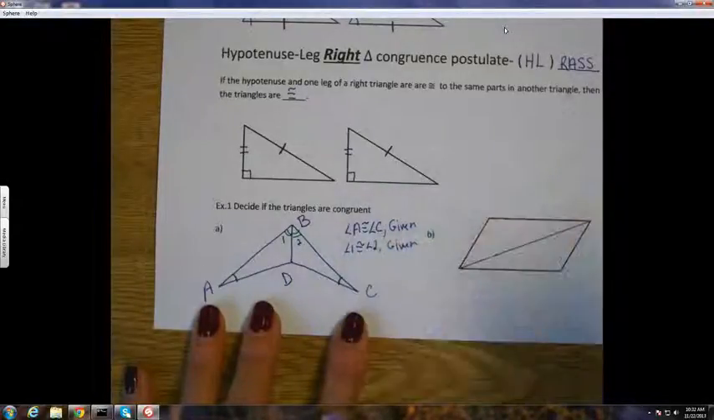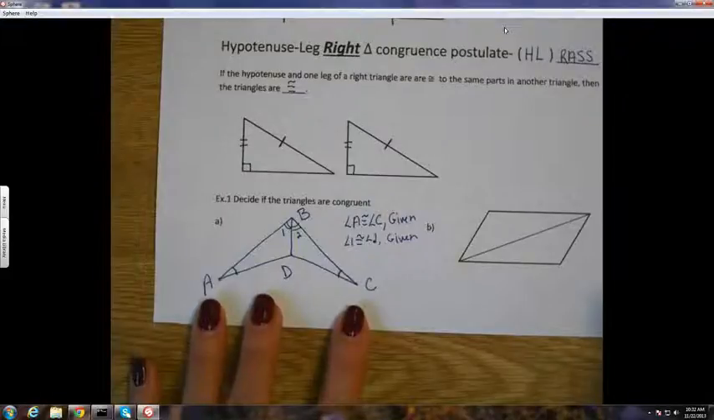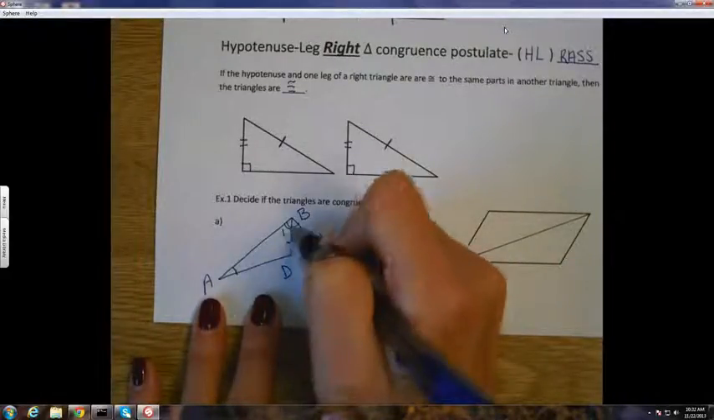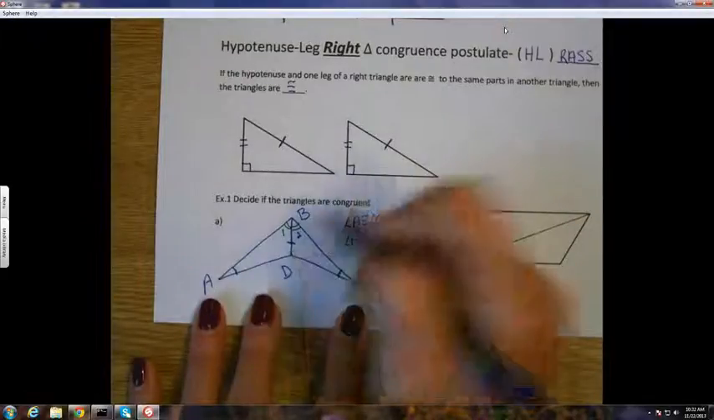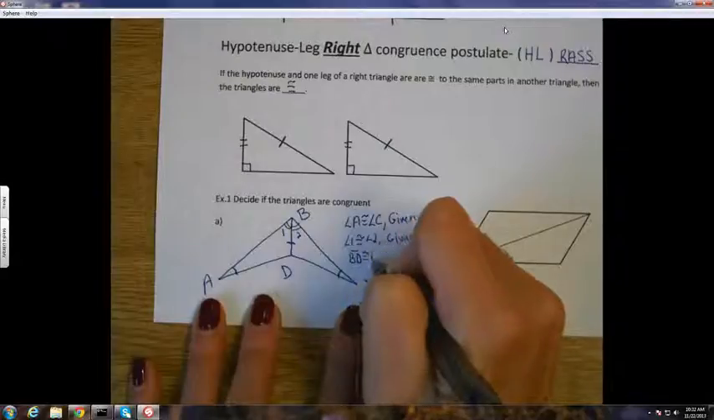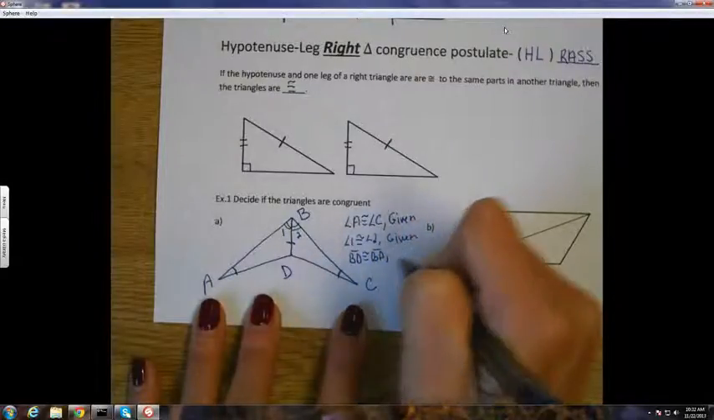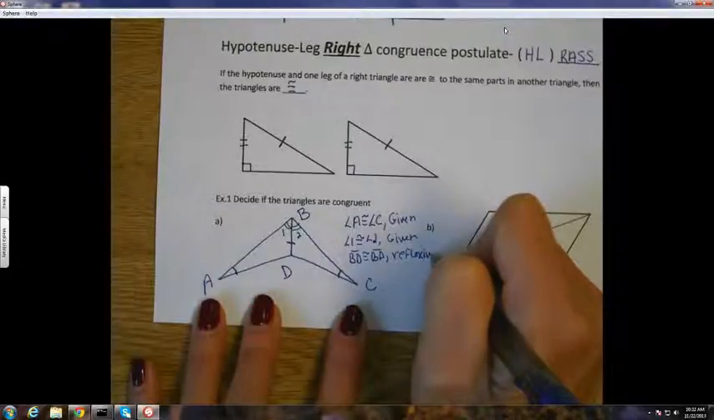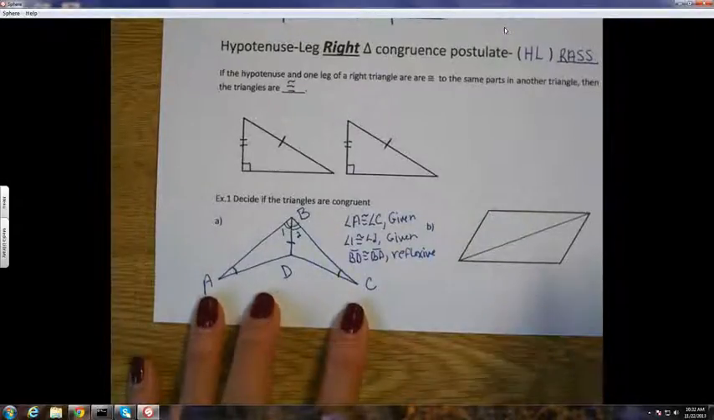Where's the third congruent part at? BD. BD to BD. Very good. They share that side BD right there. BD is congruent to BD, and that is the reflexive property. I got this. You got this. So are the triangles congruent?